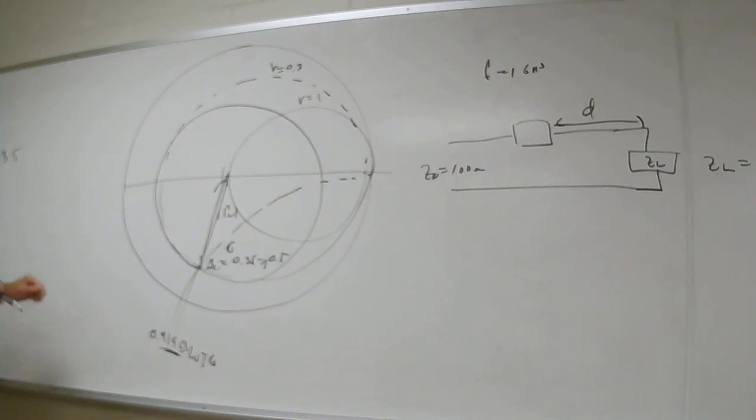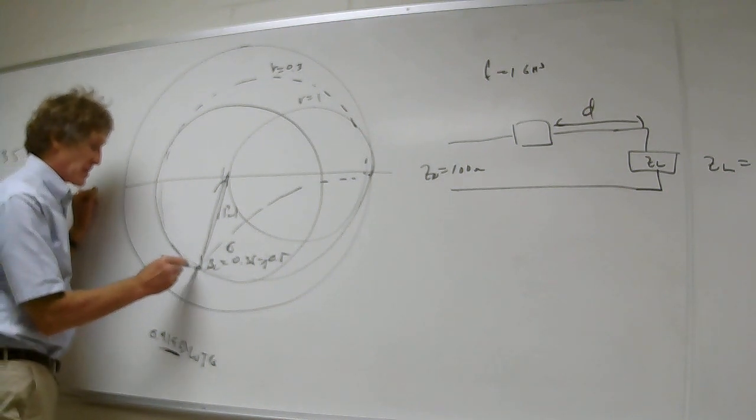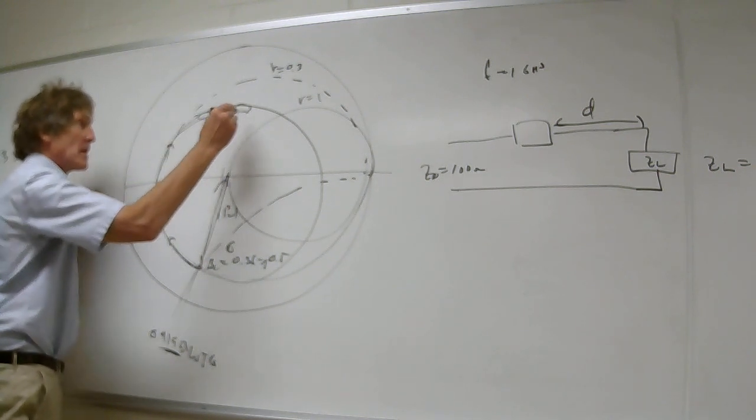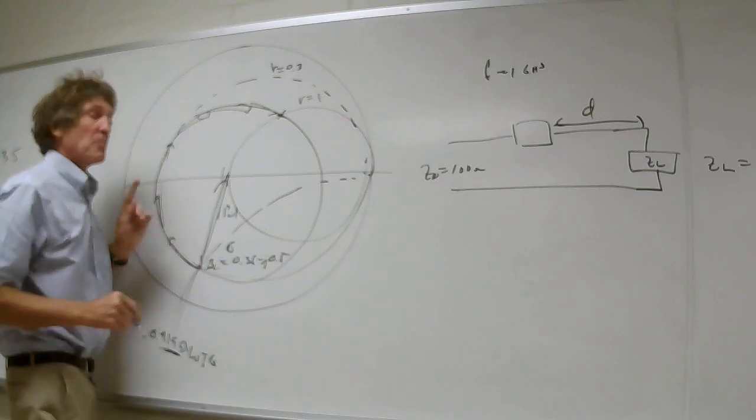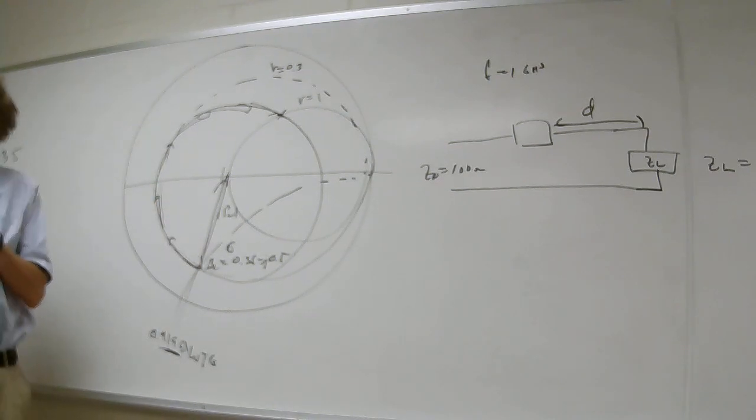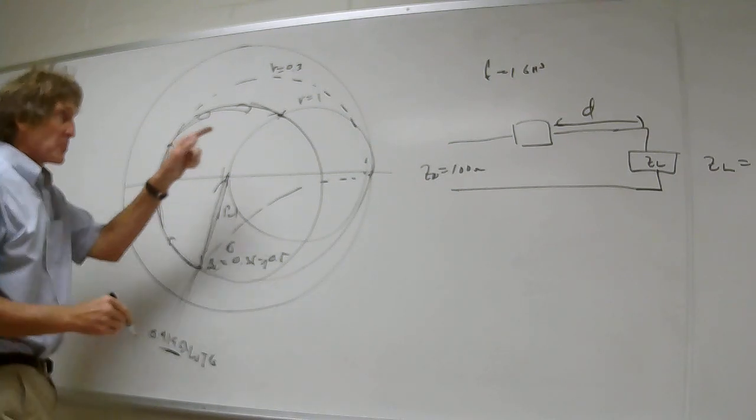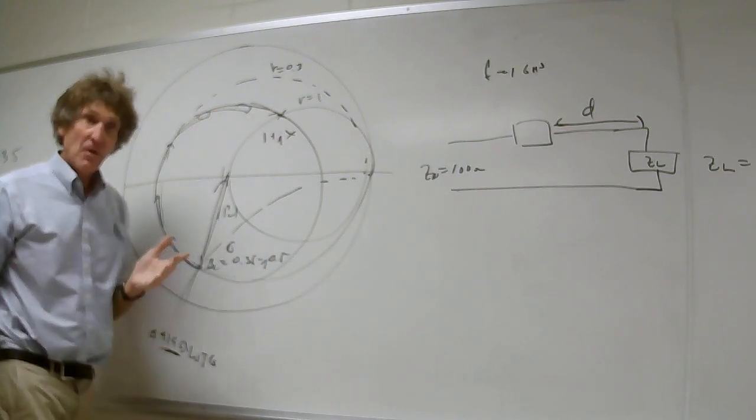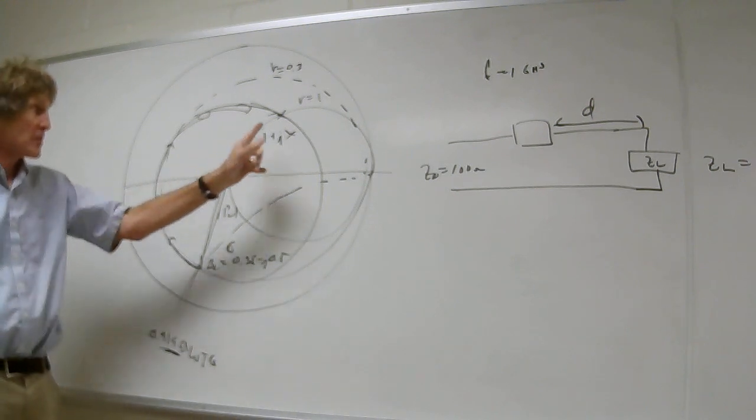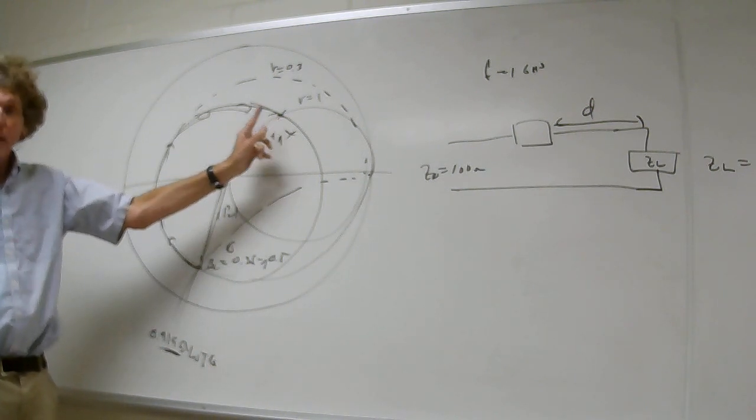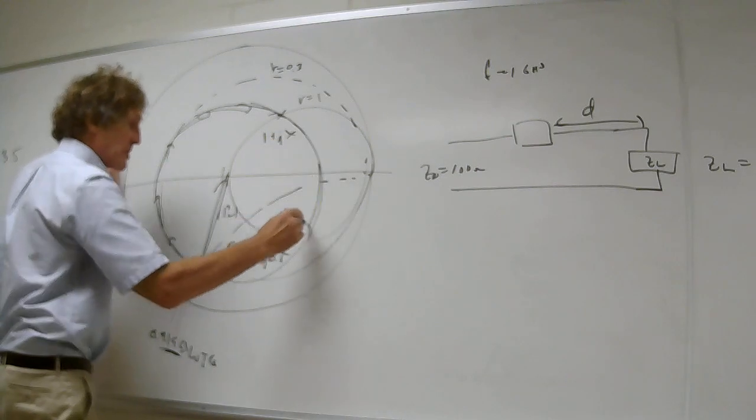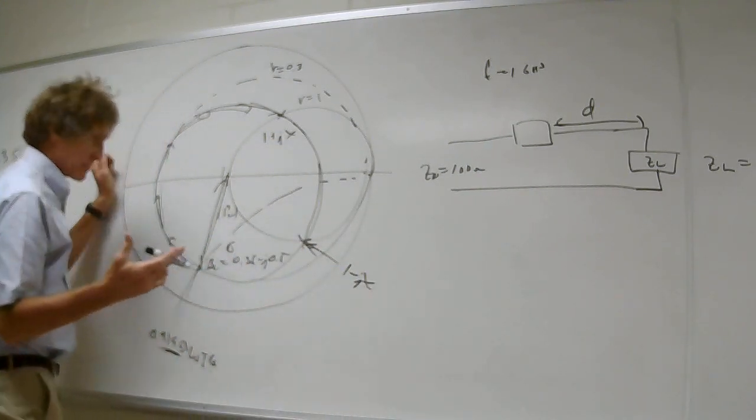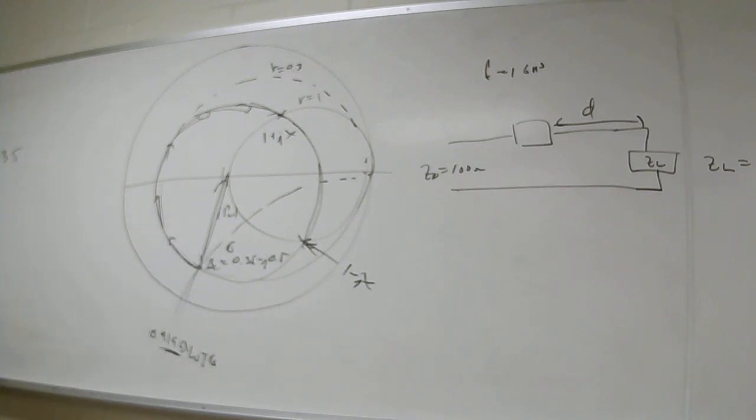Now, when we move from the load towards the generator, we're moving in this direction. You all follow me? Now look right here. If we stop at this point, just listen before you do anything. If we stop at this point, our normalized impedance will be 1 plus jX. You all follow me? We don't know X, because we're at the one circle. If you keep going, you're going to come to this point. This point is 1 minus jX. Y'all follow me now?